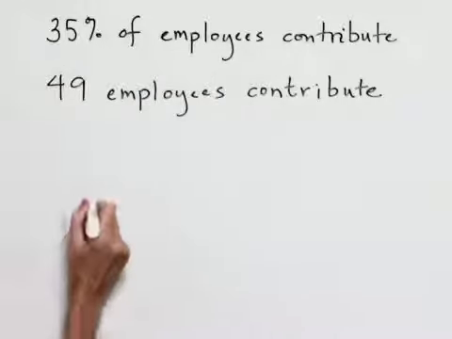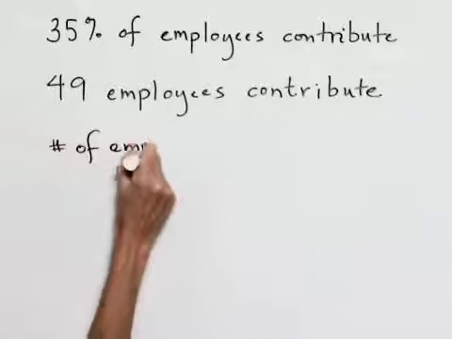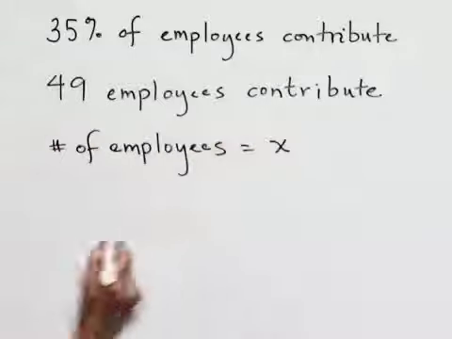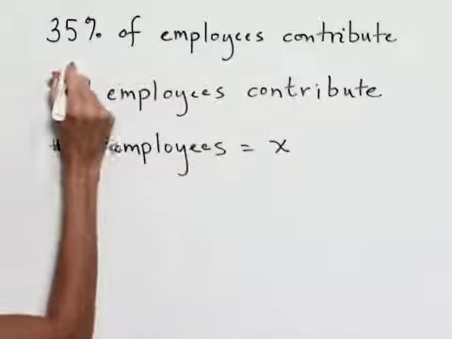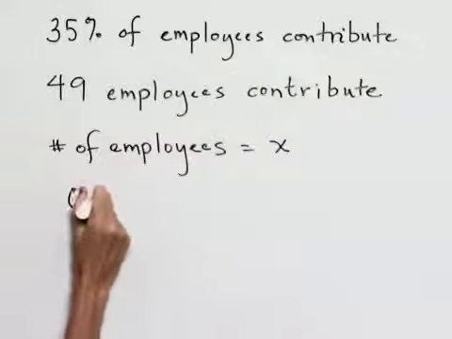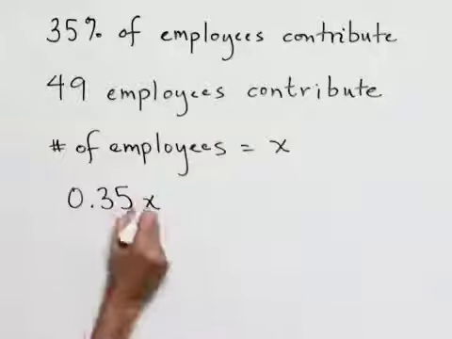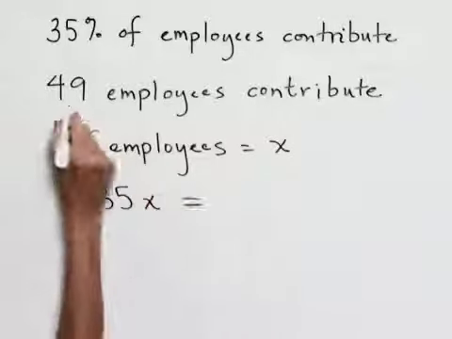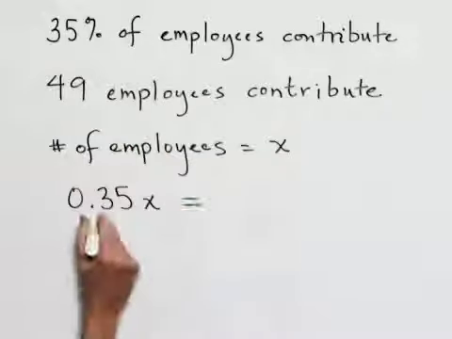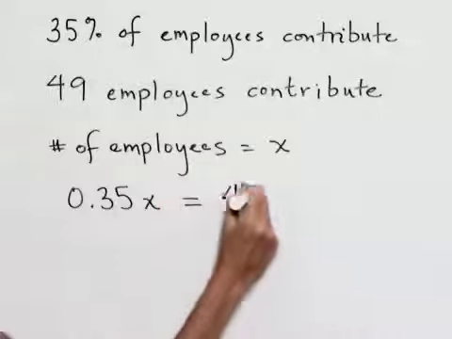So if we call the number of employees X, we can write our first statement, 35% of employees contributing, as 0.35 multiplied times X. Now that has to be the same value as the 49, which is the number of employees that are contributing. So we have 0.35x, or 35/100x, equals 49.